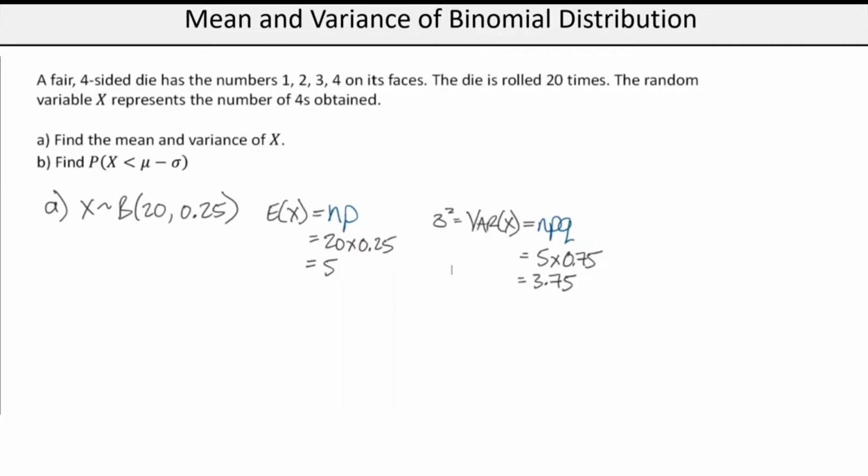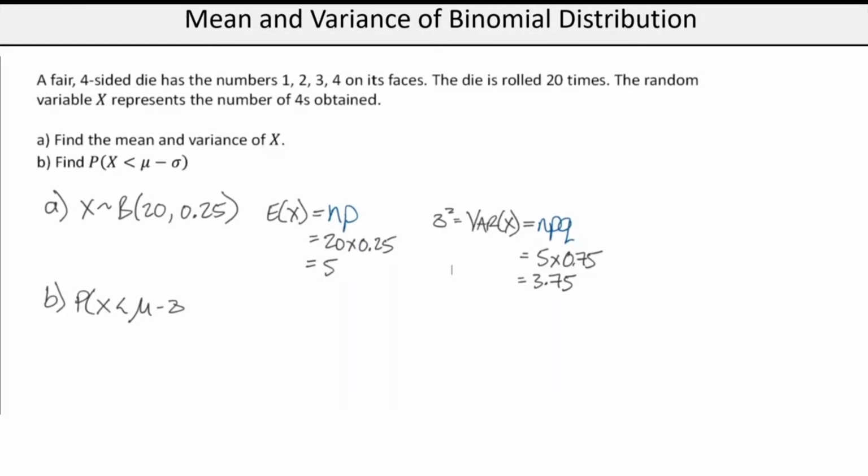So that's part A, quite straightforward, just asked us to find those two things using the formulae we've just looked at. Part B asks us to find the probability that x is less than mu minus sigma. Mu is the mean. Mu is the expectation of x. We found both of these values. Well, we found sigma squared. We can easily find sigma. It's going to be the square root of 3.75.